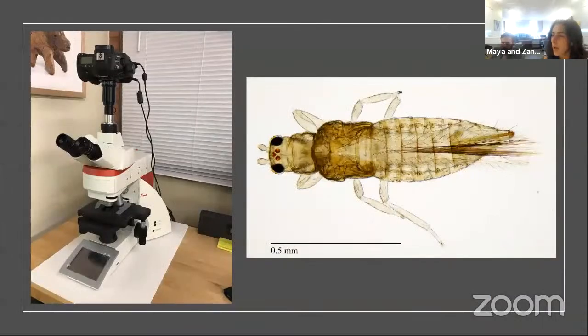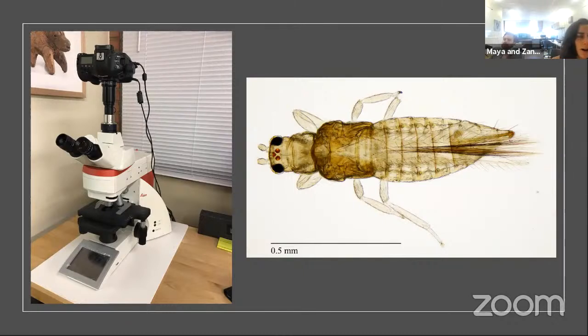And if we want smaller specimens, I'm talking slides, we've got this Leica compound microscope. A compound microscope basically has multiple lenses. I don't know if you see my mouse, but these lenses are at the bottom and there's 5 times magnification, 10 times, 40, and 100 times. And this image here to the right is a thrips.